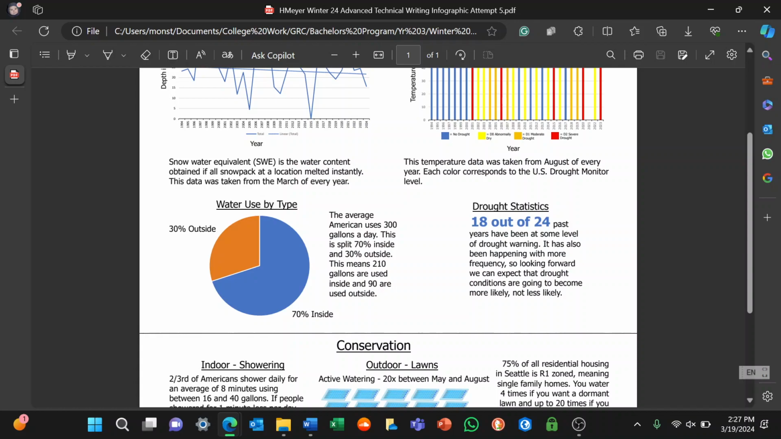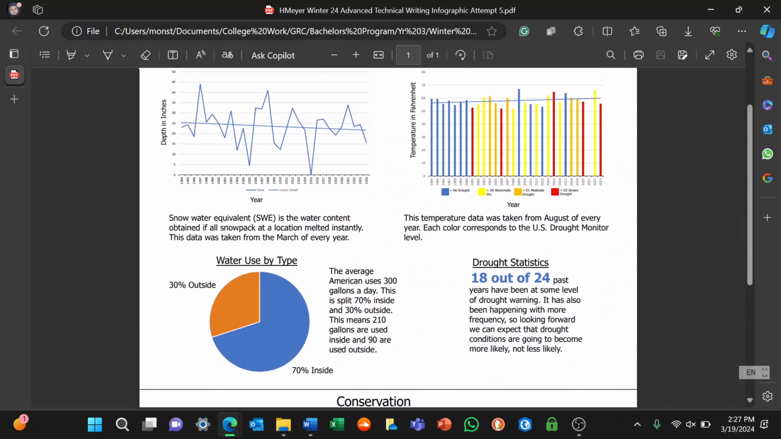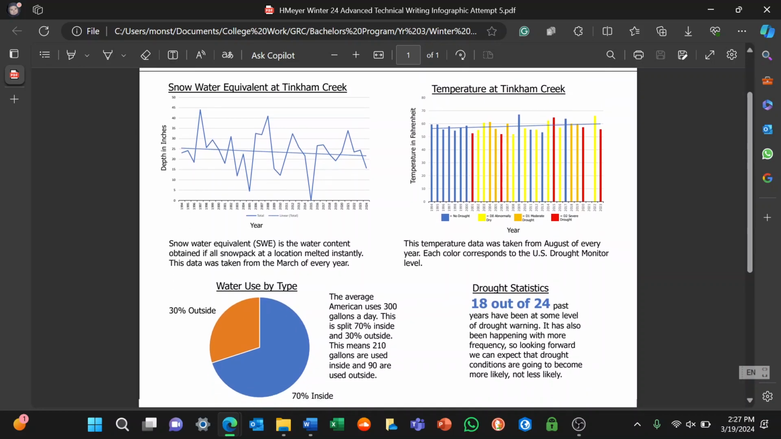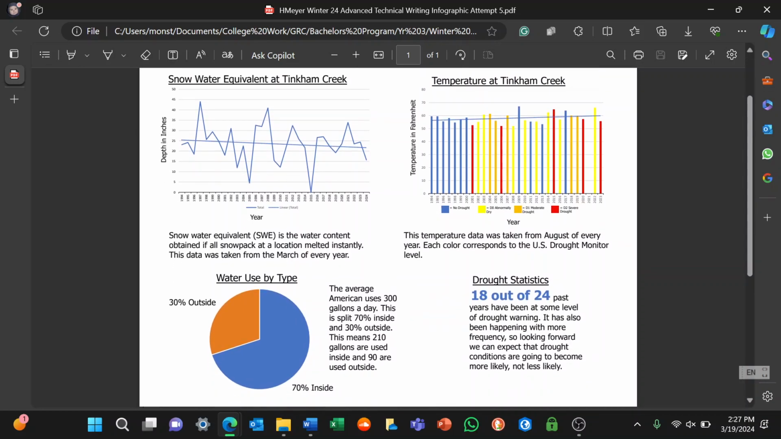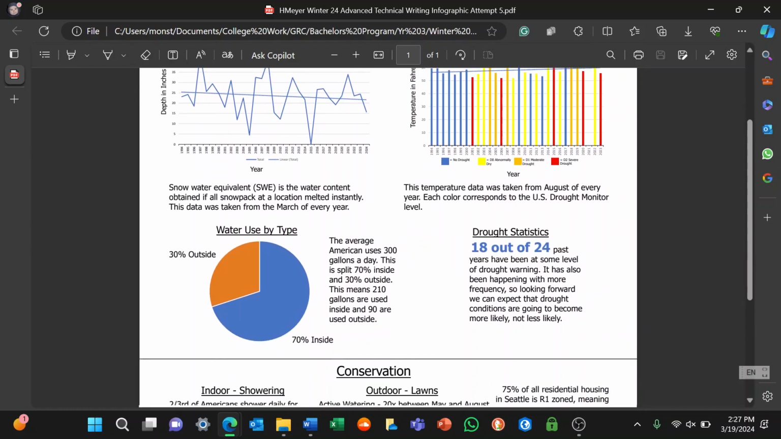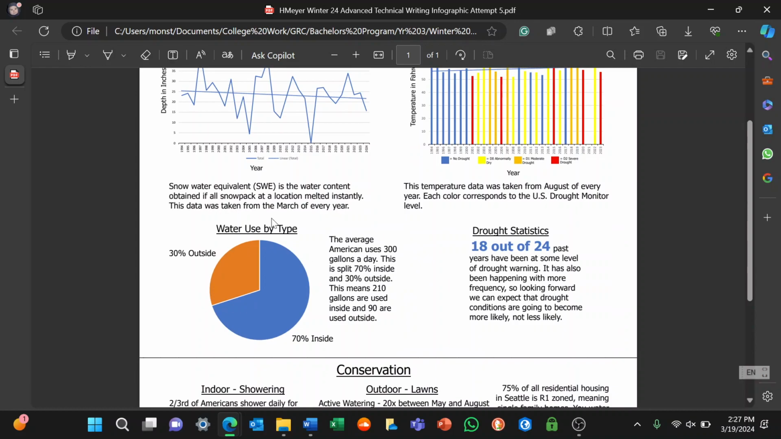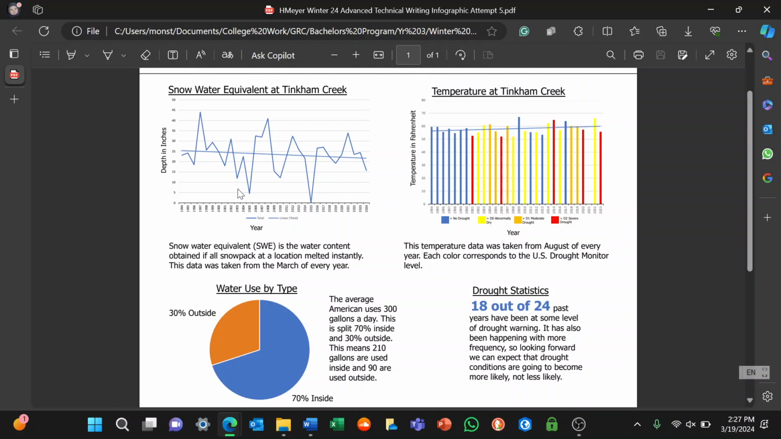Drought statistics. 18 out of 24 of the past years have been at some level of drought warning. This also corresponds with the previous graph, so if you move directly down, you'll see this. Now, looking at the layout of these two graphs, a pie chart and a visualized number, I went a little bit across and sort of split it down the middle, where this had more text on this side, and this one took up more space over here, and this one took up less space, and this one also took up less space.